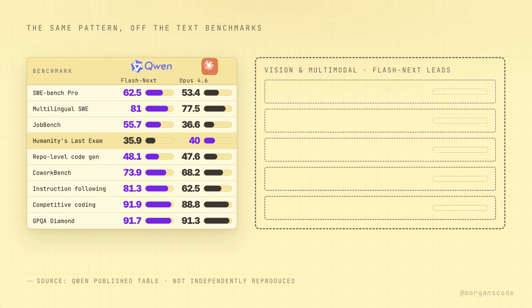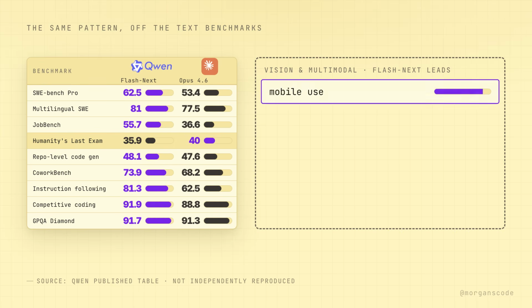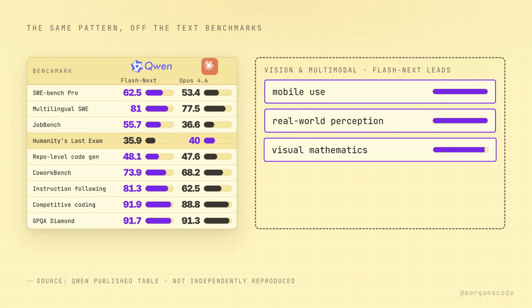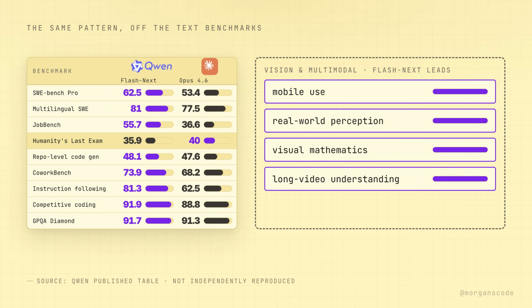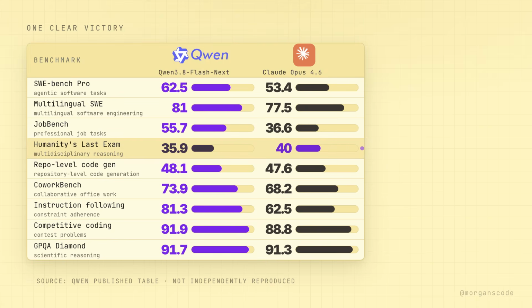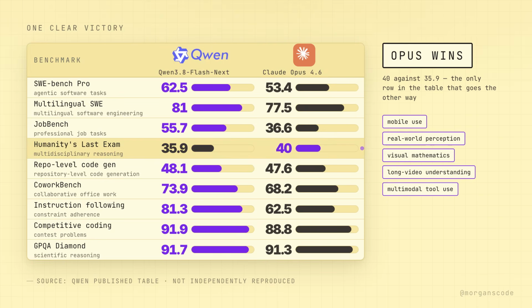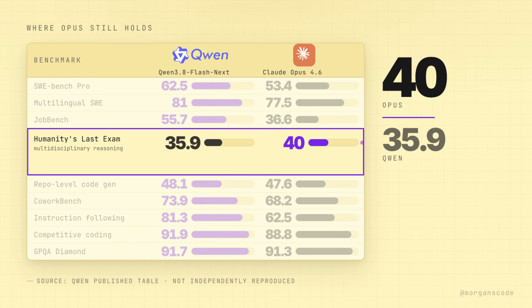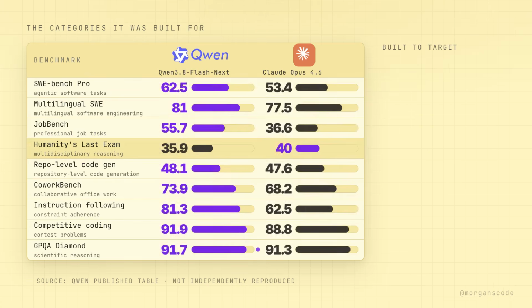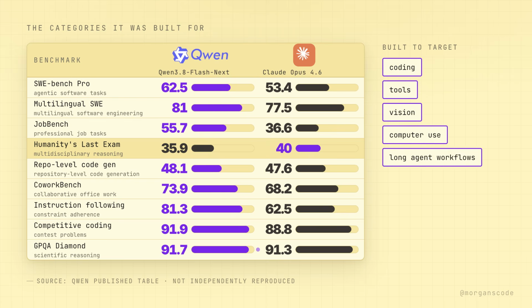The same pattern continues through the available vision and multimodal tests. Flash Next leads on mobile use, real-world perception, visual mathematics, long video understanding, and multimodal tool use. Opus has one clear victory. On Humanity's Last Exam, Opus scores 40% while Qwen reaches 35.9. So Opus may still have an advantage in extremely difficult, multidisciplinary reasoning. But in the practical categories, where Flash Next was built to target coding, tools, vision, computer use, and long agent workflows, Qwen's published results show a decisive victory.